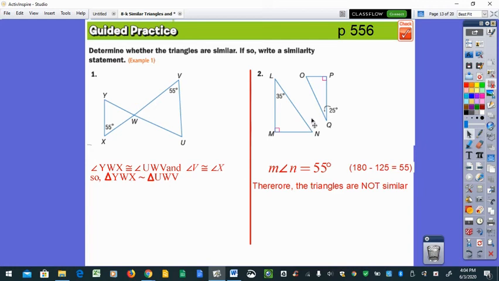Over here, I took 180 minus the 90 plus 35, which is 125 degrees that were used up, which means the third angle would be 55. And since this triangle does not have a 55 or a 35, there's no way they can be similar. So there's an example of each, a yay and a nay.